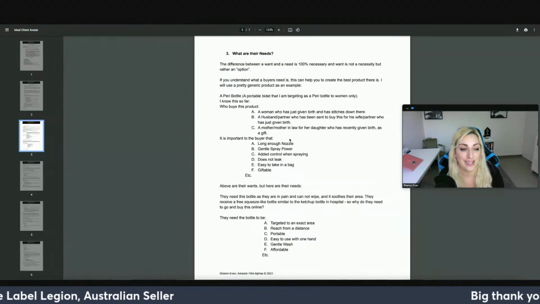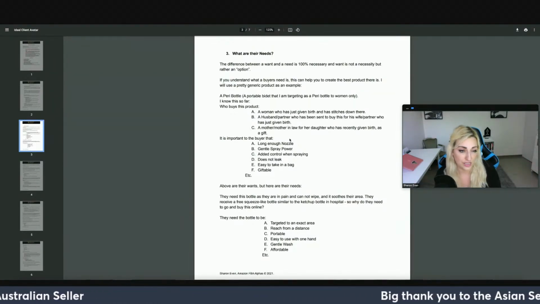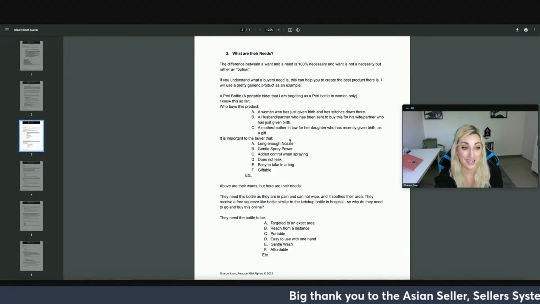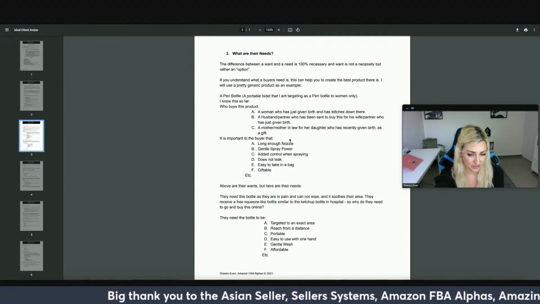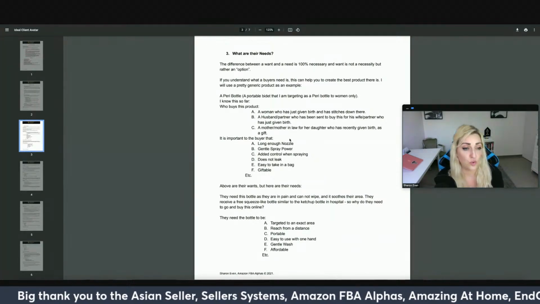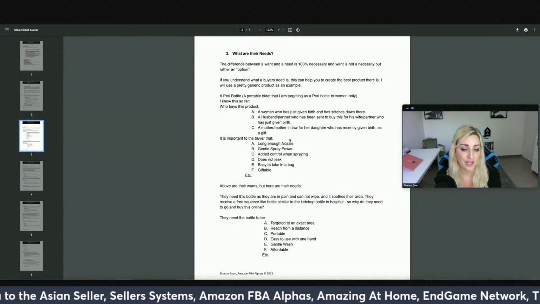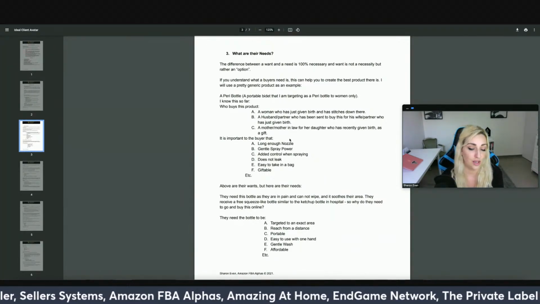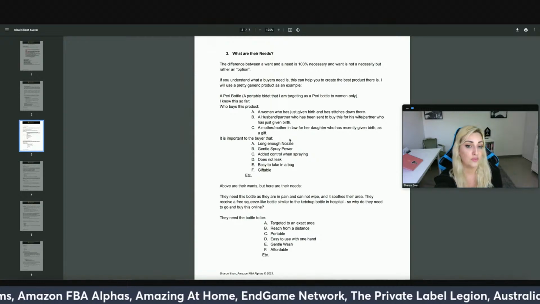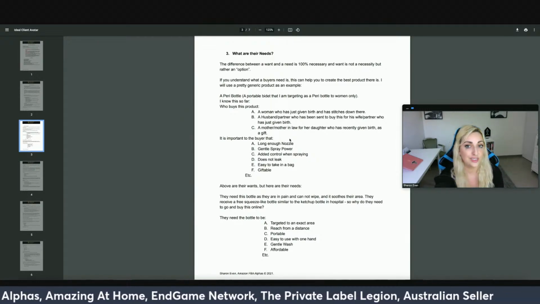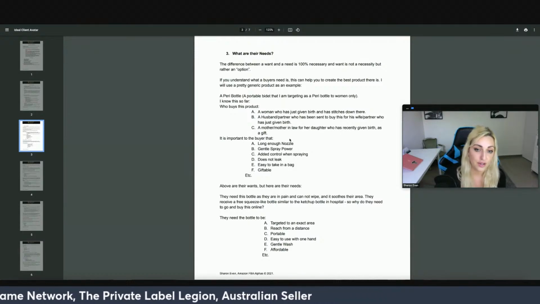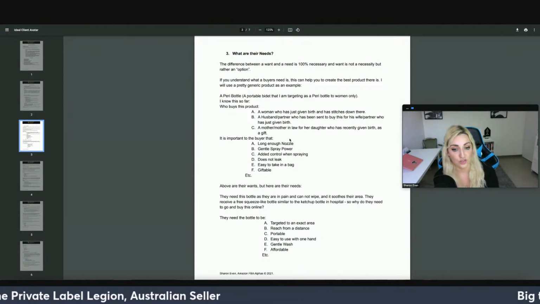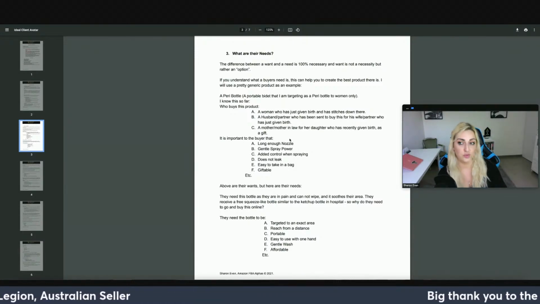They need to reach from a distance because they can't reach that exact area. They need it to be portable. They need it to be easy to use with one hand. They need it to have a gentle wash, and they need it to be affordable. Okay, so sometimes there is a difference between what they want and what they need, and you need to make sure that you understand the difference between that as well.